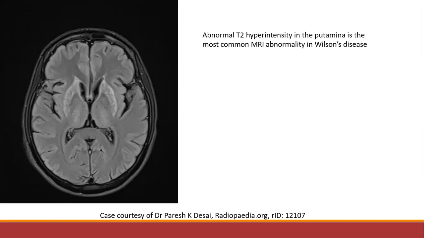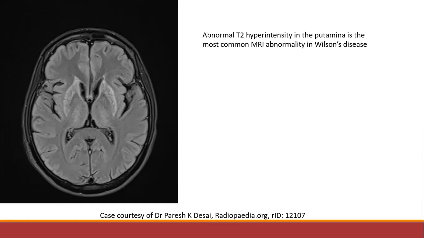Putamen. Globus. Abnormal T2 hyperintensity in the putamen is the most common MRI abnormality in Wilson's disease. What is the described sign at the level of pons in a patient with Wilson's disease? Panda sign. Cub panda. Miniature panda.